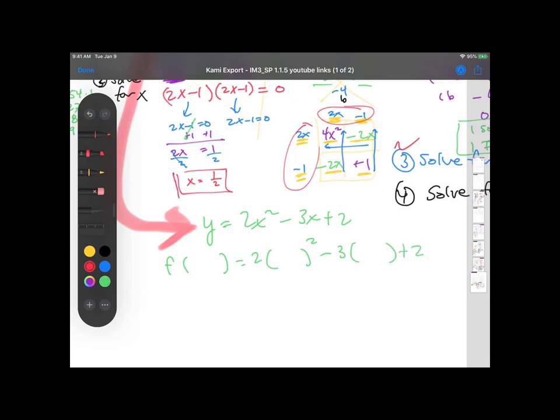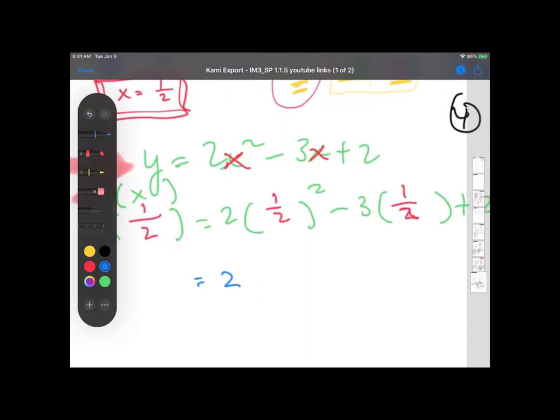And x is 1/2. So every time I see an x, I'm writing a 1/2. Now you might be thinking there was no x over there in the original problem. Well, there is. It's called function notation. We say f of x, and we're just putting in a 1/2. Alright, let's use PEMDAS and solve this now.